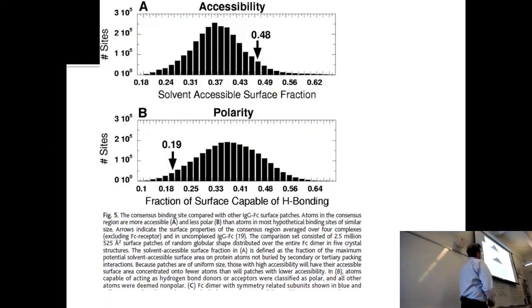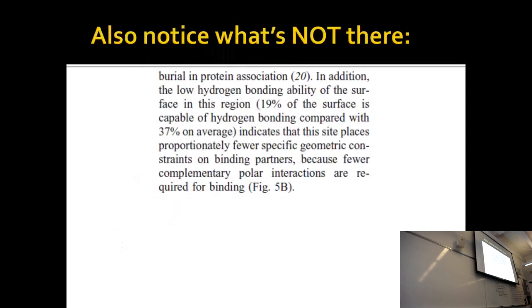But this is where they said, okay, what can we say interpretively about this? Well, we can rank accessibility of each patch on the protein. We can rank polarity. And we can see where this particular patch is so important. How does it rank among all the patches on the protein? It's highly accessible, but it's lowly polar. And this is where we got the conclusion at the end.